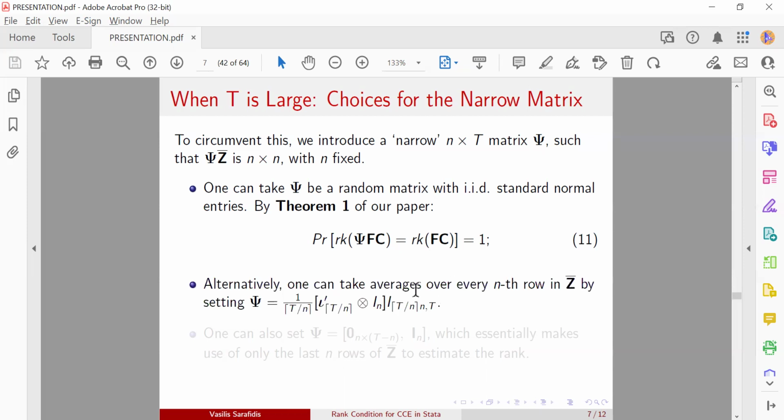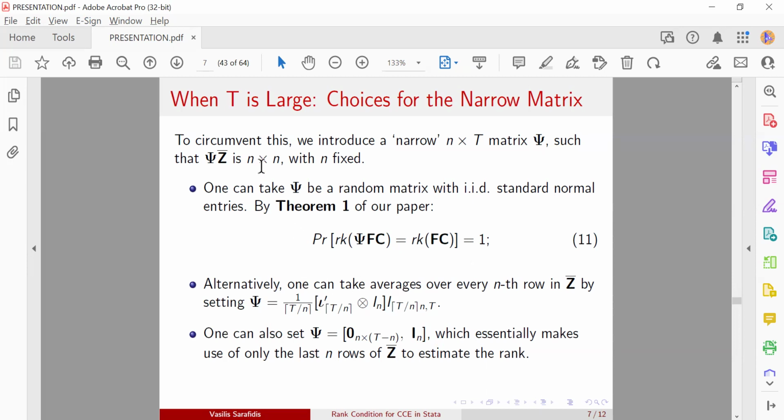Another choice for psi is simply to take averages over every nth row in Z bar, and we can achieve that by setting psi equal to this expression. This is a so-called fold-over matrix. Finally, one can also set psi equal to this expression here, which essentially makes use of only the last n rows of Z bar to estimate the rank. Notice that both of these choices are deterministic.